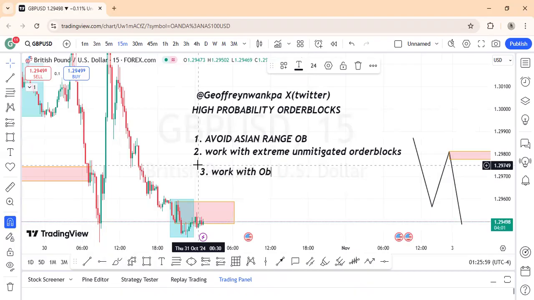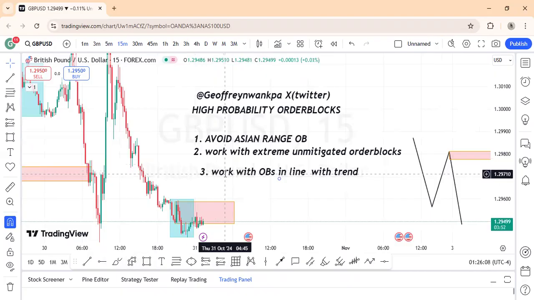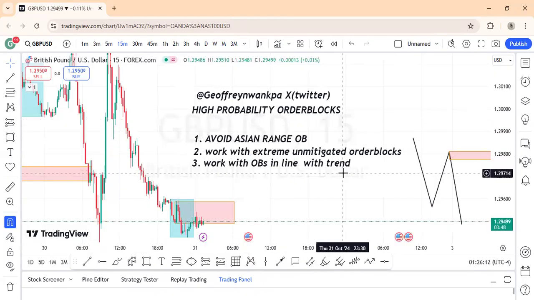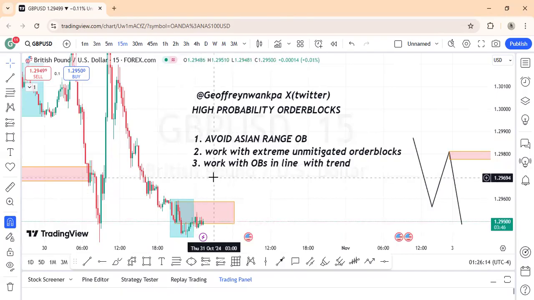OBs, that's order blocks, in line with trend, right? This is one mistake many people make. The market is bullish and I'm trying to buy to sell with other bearish order blocks, right? This is one mistake many traders make, right? It's very, very important. When you look at the trend on the market, always trade with the order blocks that are in line with the trend.